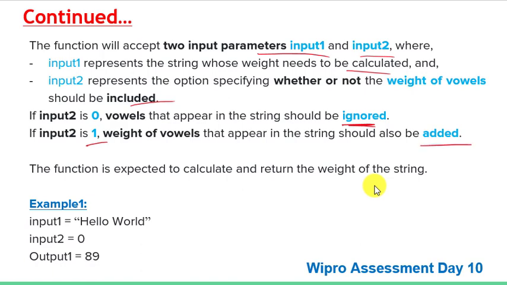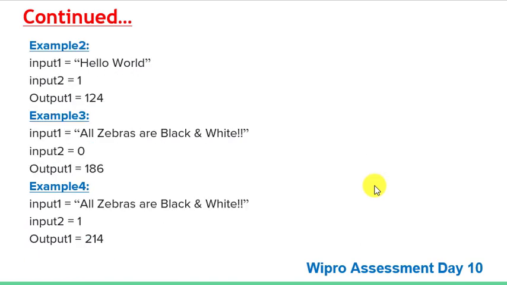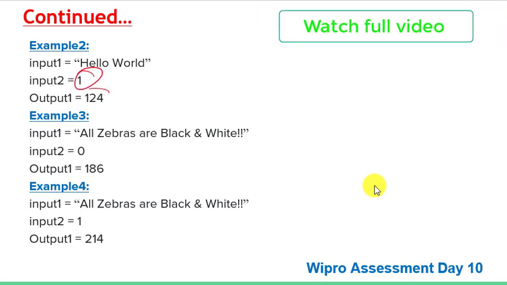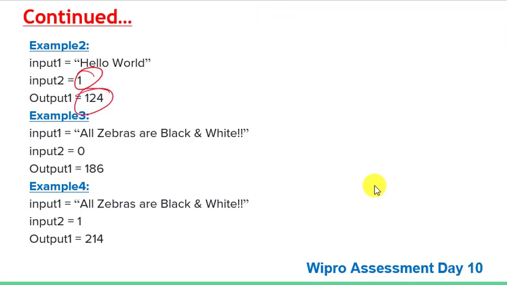The example is: if we take input 1 equal to hello world and we give the option 0, we can see that if input 2 is 0, vowels should be ignored. That's why we will get the output as 89. And if we take the same input and give the option 1, then we will get the output 124, because here the weight of the vowels is included.